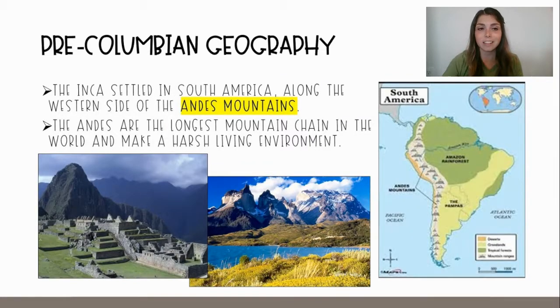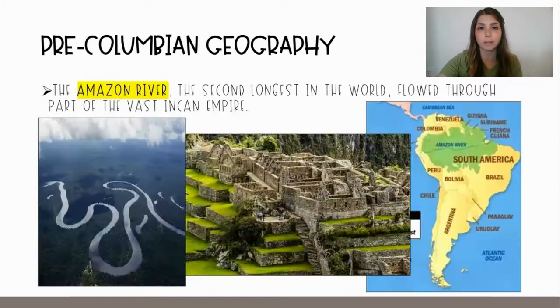Let's look at the Incan. The Inca settled in South America along the western side of the Andes Mountains. You can see the Andes Mountains there on the map. They extend from the north part of South America all the way down the coastline to the bottom. The Andes are the longest mountain chain in the world, and they make for a harsh living environment.